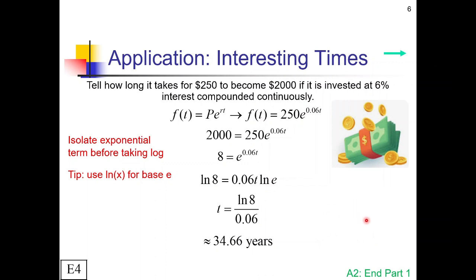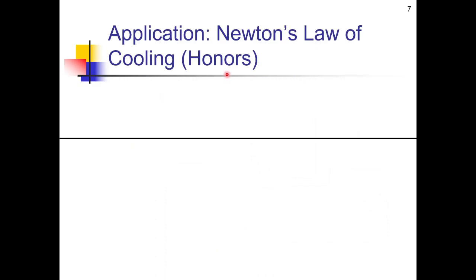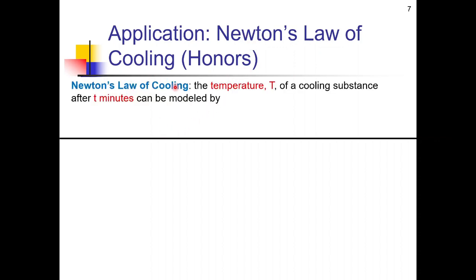For this honors application of exponential equations, we're going to take a look at Newton's law of cooling, which is actually a pretty, no pun intended, cool way to use exponential equations. So Newton's law of cooling says that the temperature, big T, of a cooling substance after little t minutes can be modeled by this function. Big T equals T0 minus TR times e to the negative rt plus TR. Well, that's a whole lot of T going on there.